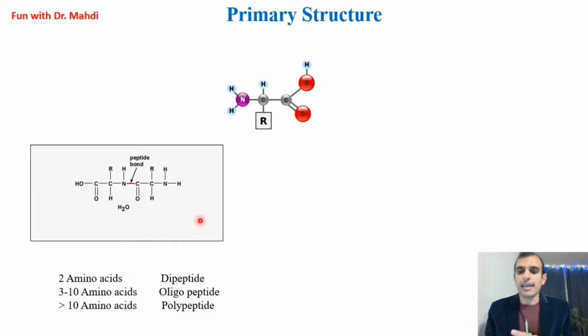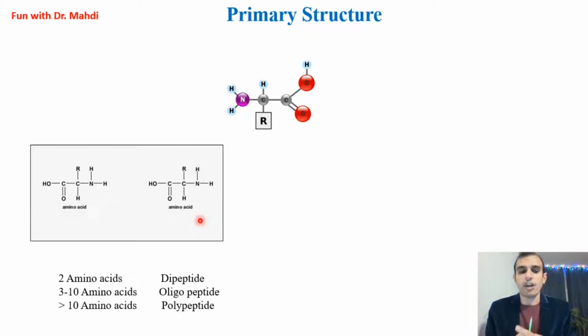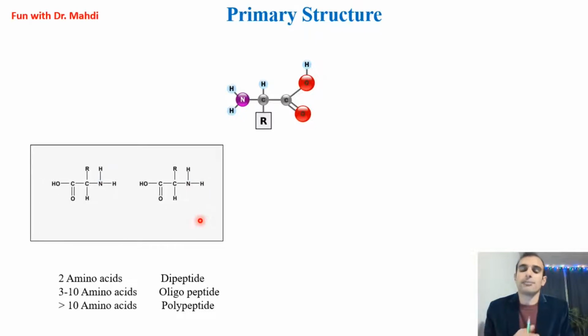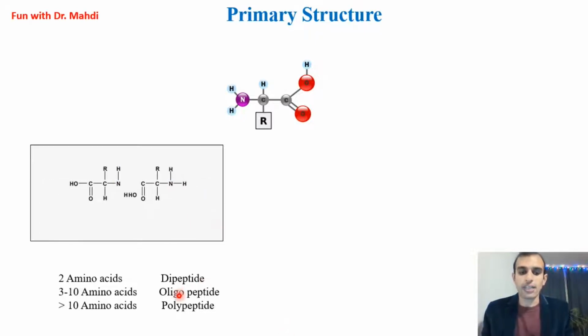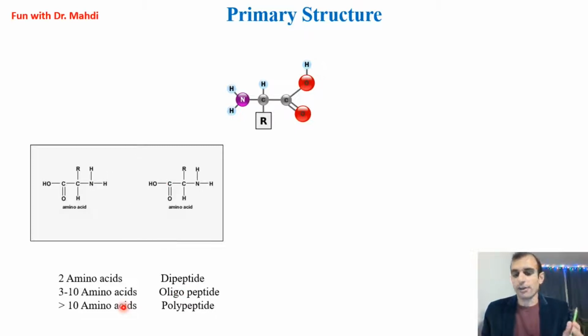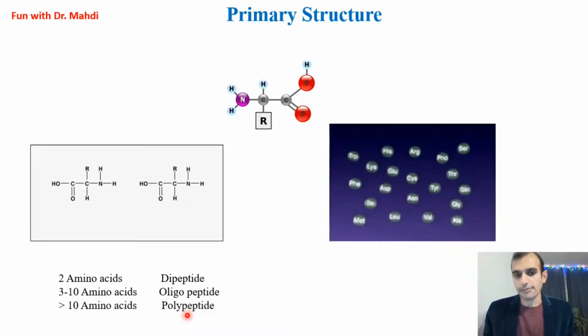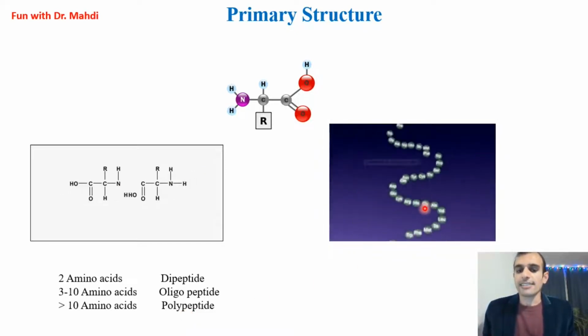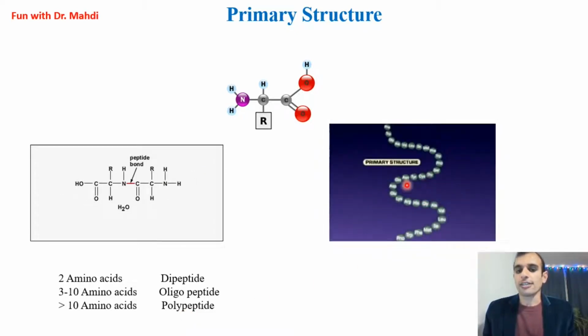But when between 3 to 10 amino acids are connected to each other using peptide bonds, the final product is called an oligopeptide. And if the number of amino acids is more than 10, definitely the final product is called a polypeptide. Here you can see different amino acids connected to each other to make a polypeptide.